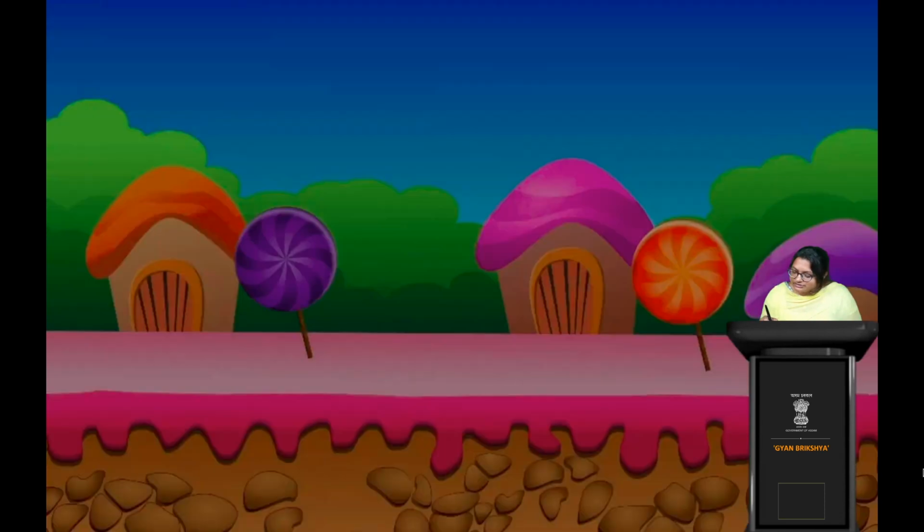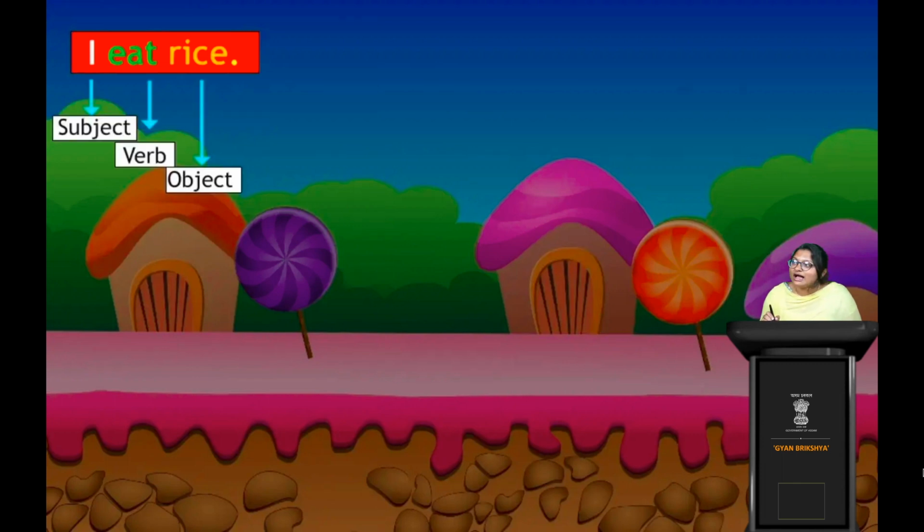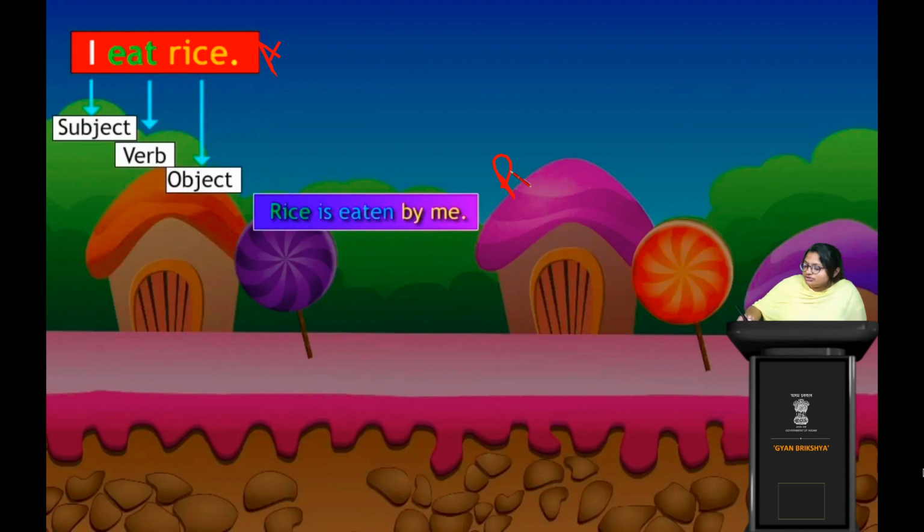Now let's move ahead and see these examples. I eat rice. This I is the subject, eat is the verb, and rice is the object. So I eat rice: subject, verb, object. Change it, it becomes rice is eaten by me. So this is in active and this is in passive. Change it from active to passive, it becomes rice is eaten by me.